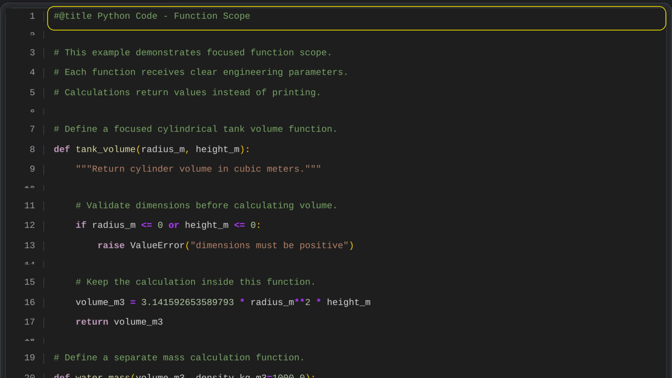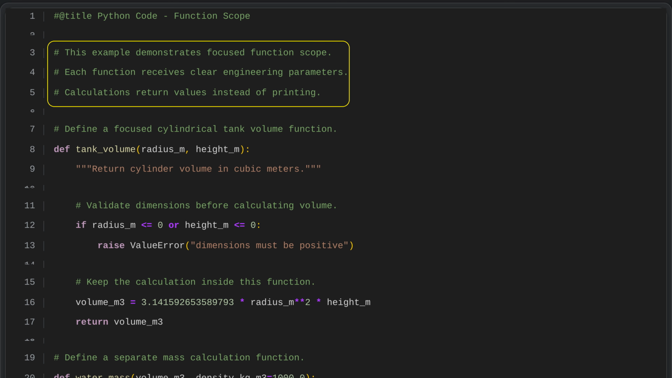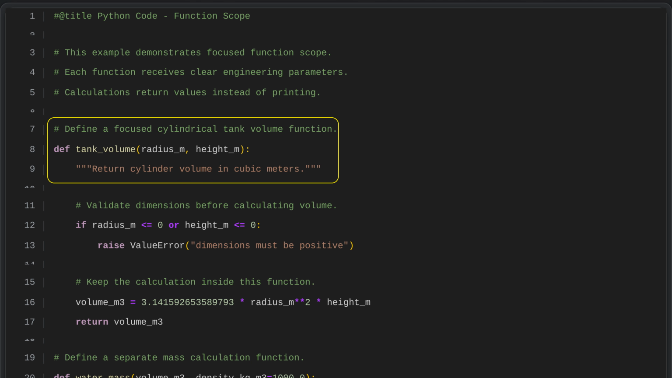Python code, function scope. This example shows focused function scope, where each function takes clear engineering parameters and returns calculated values instead of printing them. We define a tank volume function that takes a cylinder's radius and height in meters and returns its volume in cubic meters. Keeping this calculation inside a function makes the logic focused and reusable, so the volume can be computed whenever needed without repeating code.